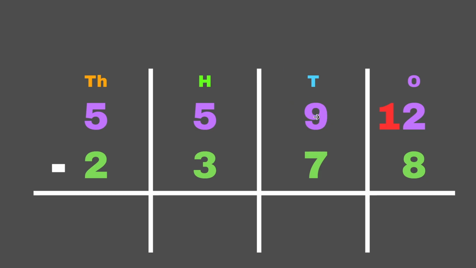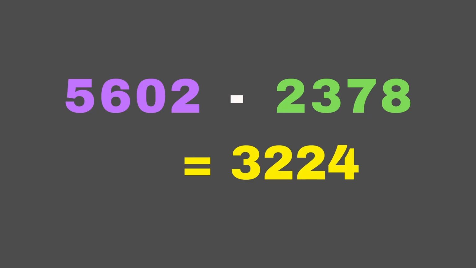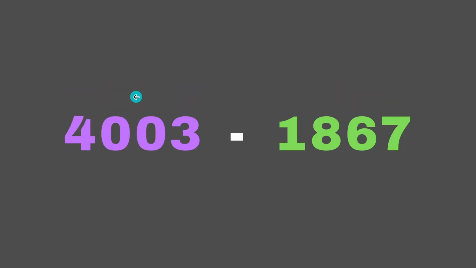Now we can subtract normally. 12 minus 8, 4; 9 minus 7, 2; 5 minus 3, 2; 5 minus 2, 3. So the final answer is 3224. Now let's look at a case where borrowing travels across two zeros.